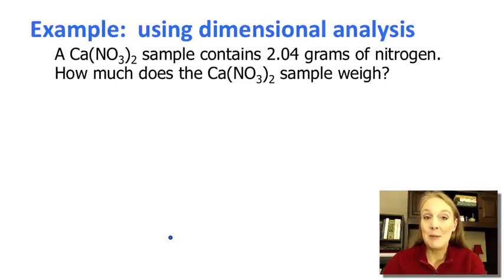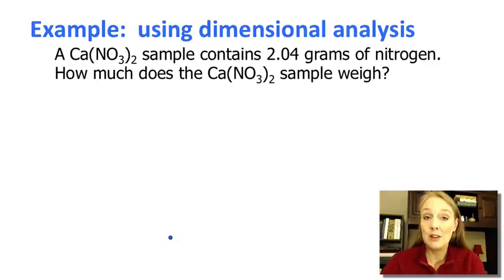We can use the compound stoichiometry to do even more complicated calculations where we have to convert between grams and moles. And this is where we need our periodic table, because we need to know the masses of each of the elements in the compound. Let's start with this problem. A calcium nitrate sample contains 2.04 grams of nitrogen. What is the mass of that calcium nitrate sample? Which is another way of asking, how much does that sample weigh?